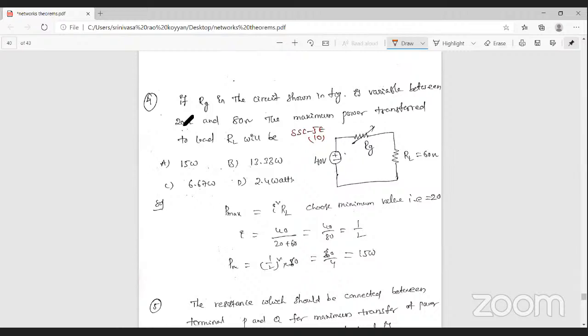So you can observe here, from this circuit shown in the figure, okay, RL is given, that is 60 ohm. And a variable source resistance is given. What is the source resistance? The source resistance is in between 20 ohm and 80 ohm. Then what is the maximum power transfer to the load RL?